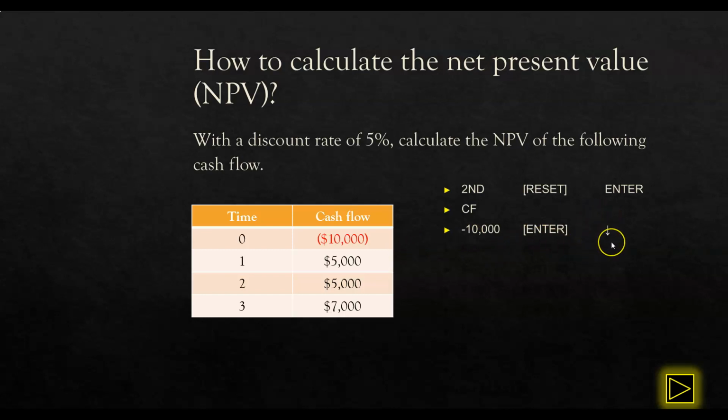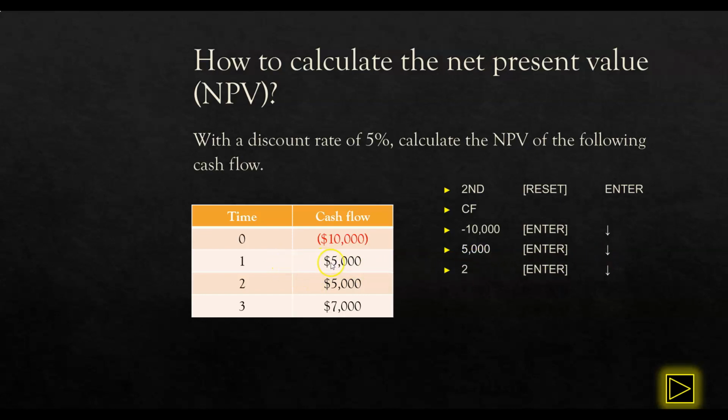And then you press the downward arrow key. I will show you everything with my calculator in a minute, but there is a downward arrow key that you press. This is going to allow you to go to the next cash flow, which is your first future cash flow. In this case, the first future cash flow is $5,000. You enter 5,000, enter, then go down.